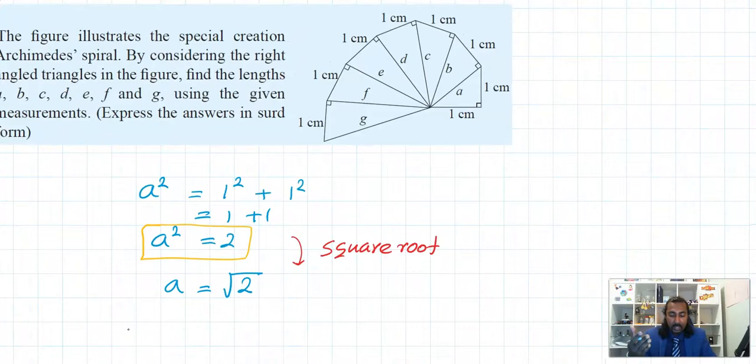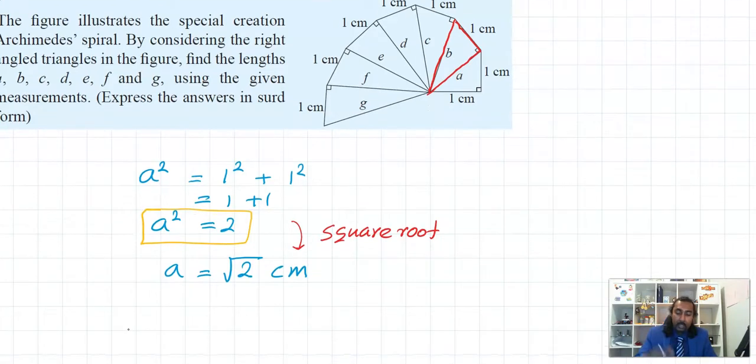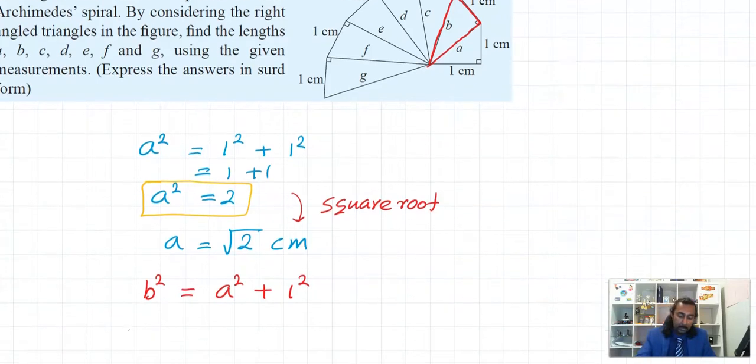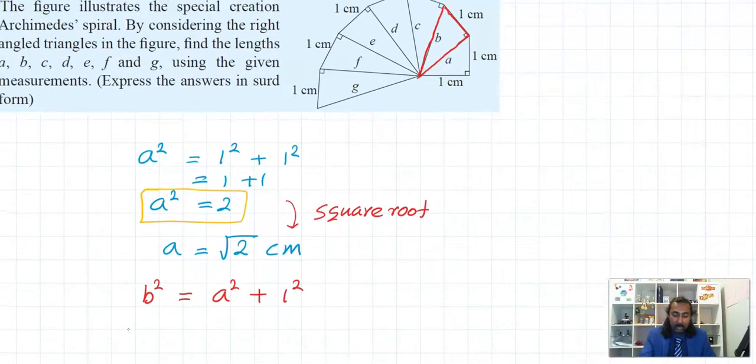Looking into the second triangle, I am going to find the b length here, and the a and the number 1 centimeter there. Well, a is known now. It is root 2 centimeters. I'm going to write down Pythagoras theorem for that triangle. I know the diagonal is b, therefore b squared is equal to the sum of the square lengths of the other two sides. One is a, one is 1. Well, you continue this pattern, you will see the answers are coming through nicely.